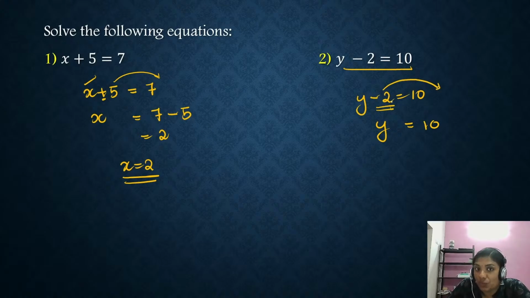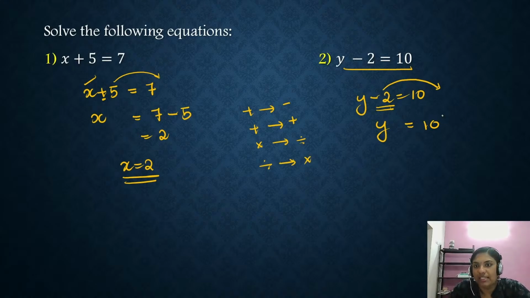See, minus 2 is present. Subtraction. So what will be the inverse operation? Addition. Inverse operation of addition is subtraction. Subtraction is addition. Multiplication is division. And division's inverse operation is multiplication. Okay. So y is equal to 10. Then this minus 2 will become plus 2. So y is equal to 12 is the solution.